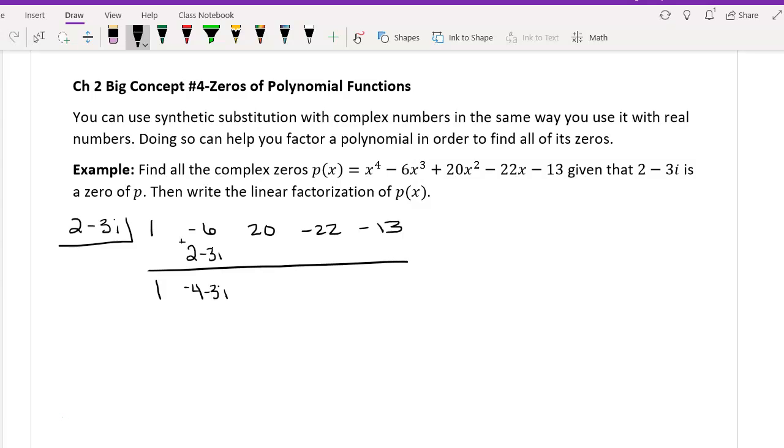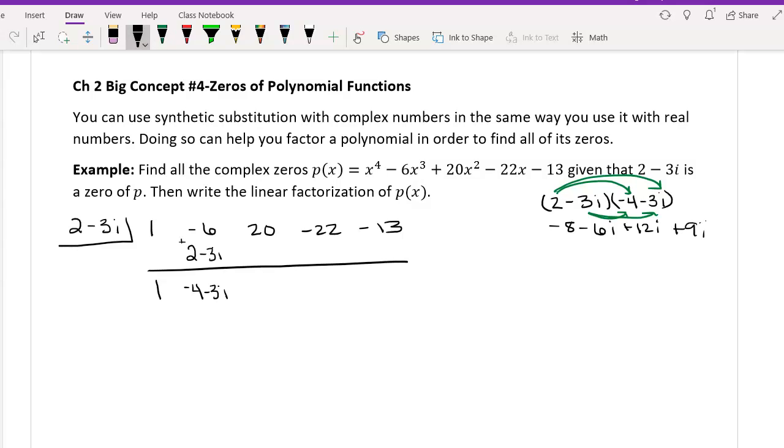All right, so now I have to multiply 2 minus 3i times negative 4 minus 3i. I'm going to go over here, and we're going to show how that works. So 2 minus 3i times negative 4 minus 3i. I have a binomial term times a binomial term. So 2 times negative 4 is negative 8. 2 times negative 3i is negative 6i. Negative 3i times negative 4 is positive 12i. Negative 3i times negative 3i is positive 9i squared.